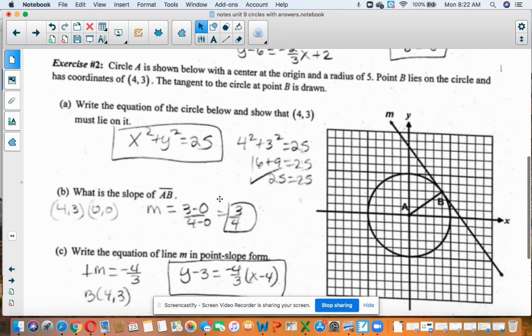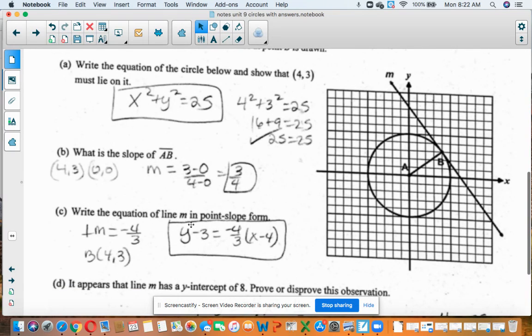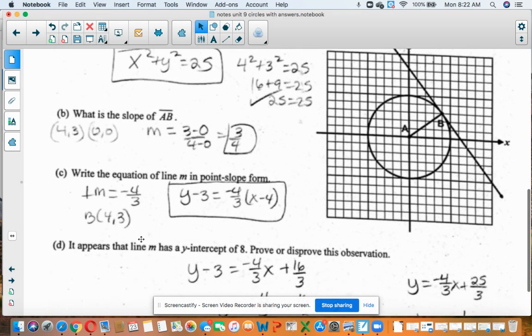And I want to find the slope of AB. So when I have point A and point B, I can find the slope. And I want to write an equation of the line in point slope form that is line M. Since it's a tangent line, it's perpendicular to AB. Since I know the slope of AB is 3/4, my perpendicular slope is negative 4/3. And the only point I have on line M is point B. So I'm using point B, which is (4, 3), and I'm using the perpendicular slope, negative 4/3, and I'm plugging it in.